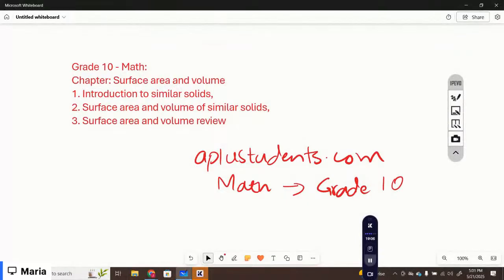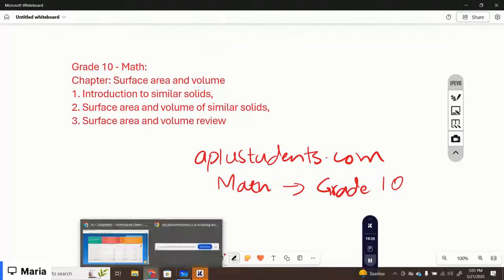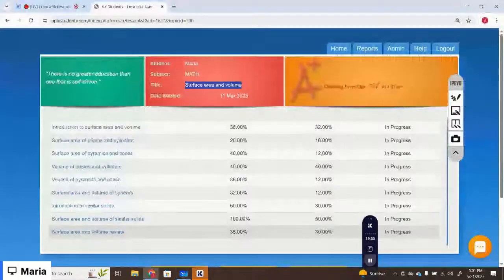The lessons we're going to cover today are Introduction to Similar Solids, Surface Area and Volume of Similar Solids, and then Surface Area and Volume 2. Please make sure you have your notebook and pencil so that you can note down the important examples and definitions as well. The chapter we are on right now is Surface Area and Volume. Let's just start with the lesson that is Introduction to Similar Solids.